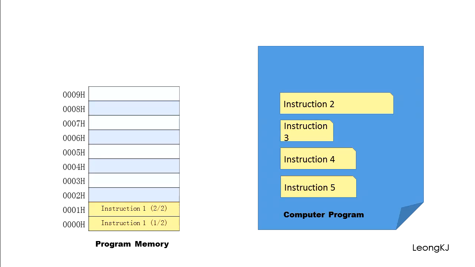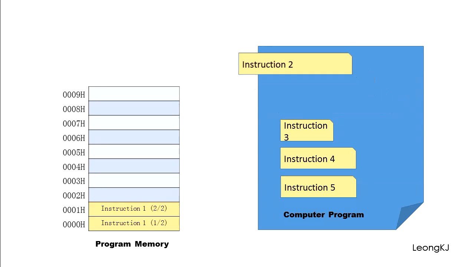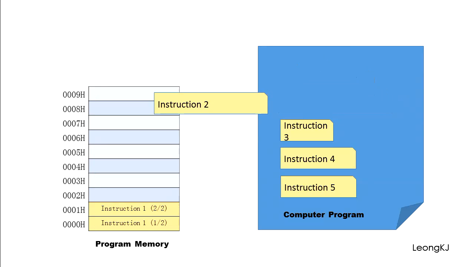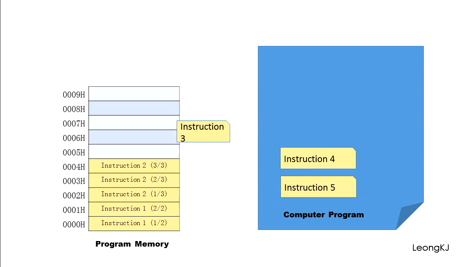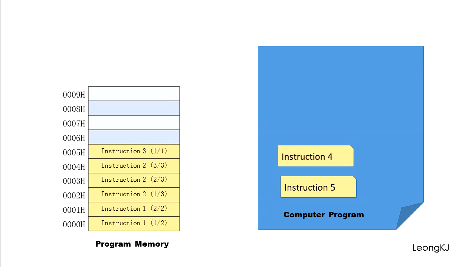Let's indicate the addresses of the program memory. Instruction number 2 is a long instruction. It may take up 3 separate locations. A short instruction may take only one location.